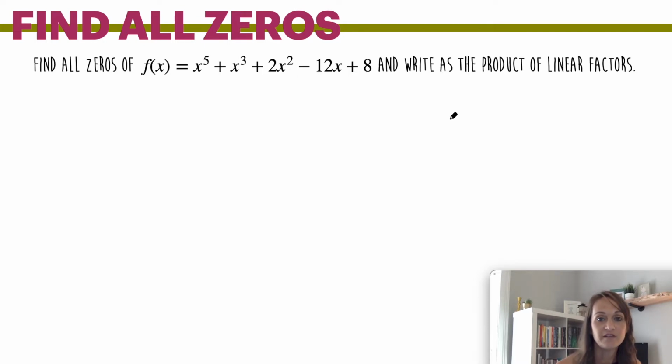Find all zeros of this function and write them as the product of linear factors, meaning we're going to find the zeros and then rewrite those zeros as a list of factors. The possible rational zeros are going to be plus or minus 8, 4, 2, and 1, because those are all the factors of 8. There is no x to the 4, so I need a placeholder. Do not forget the placeholders.